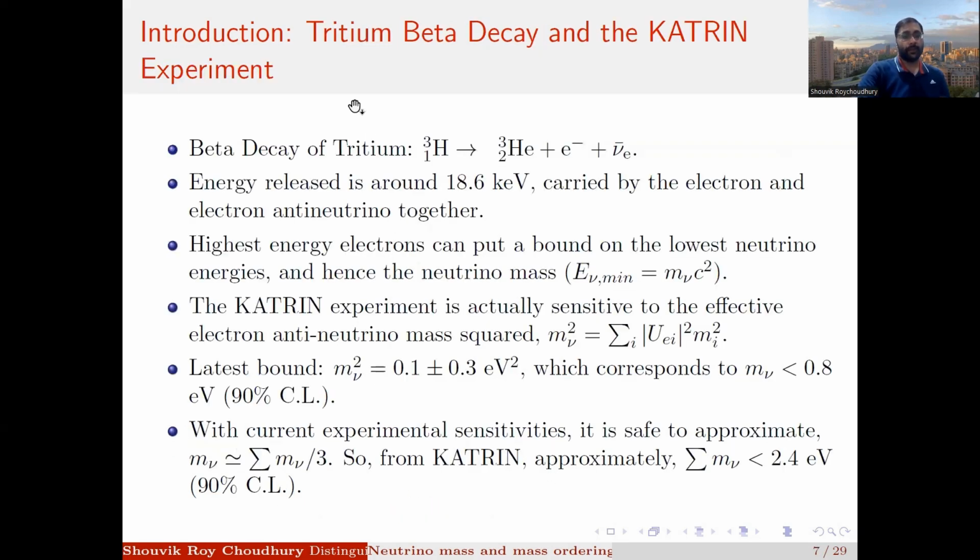Now, I would also like to introduce beta decay, which also constrains neutrino masses. Beta decay of tritium gives you a helium atom along with the electron and electron antineutrino, and the energy released in this decay is 18.6 keV, carried mostly by the electron and the electron antineutrino together. The highest energy electrons can put a bound on the lowest neutrino energies, and hence the neutrino mass. The KATRIN experiment is sensitive to the effective antineutrino mass squared, or mu squared. The latest bound on this is 0.1 plus minus 0.3 eV squared, which corresponds to mu less than 0.8 eV at 90% confidence limit. With current experimental sensitivities, it is safe to approximate mu as the sum of neutrino masses divided by 3. So from KATRIN, we approximately get the sum of neutrino masses less than 2.4 eV at 90% confidence limit, and this bound is much weaker than cosmological bounds.